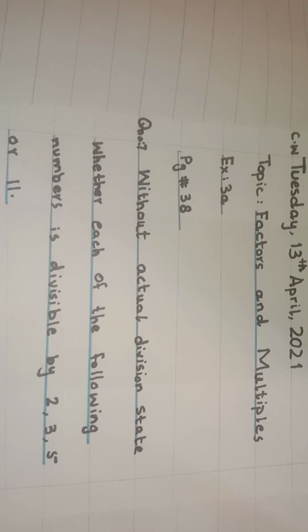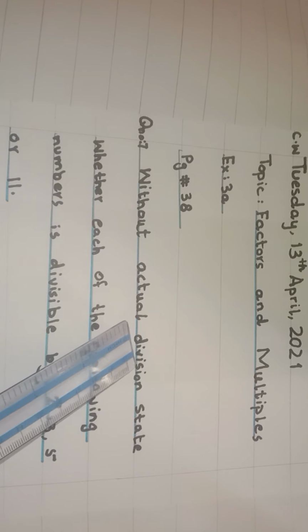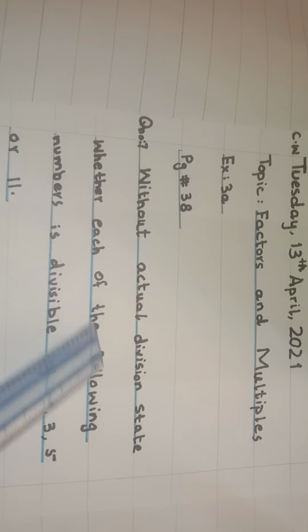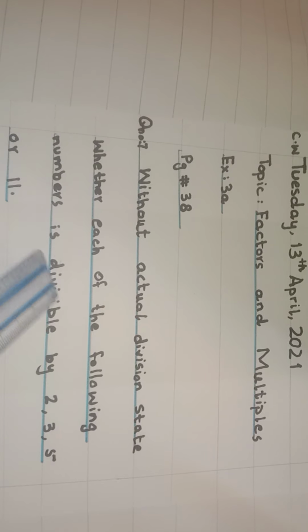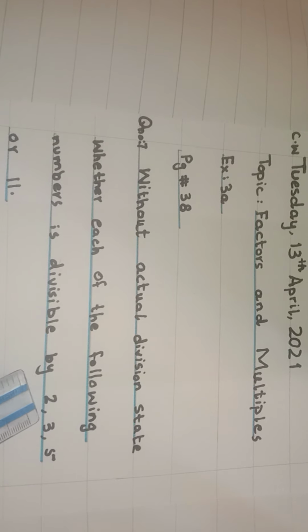And revise the test of divisibility so that you can easily understand the questions. Let's start question number 7. Question number 7 is: without actual division, state whether each of the following numbers is divisible by 2, 3, 5, or 11. It means we have to find out whether numbers are divisible by 2, 3, or 5 by using test of divisibility rules, which we have discussed in the class. Let's start our question.